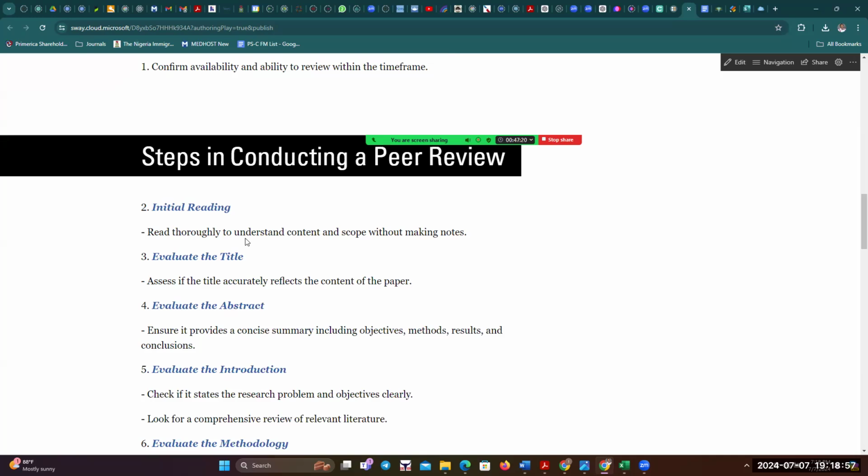You cannot peer review a paper if you don't really understand that paper. So the first thing is make sure that you're peer reviewing a paper where you have the expertise.